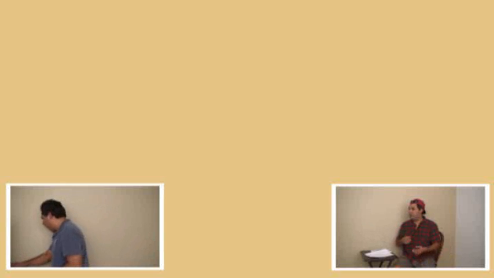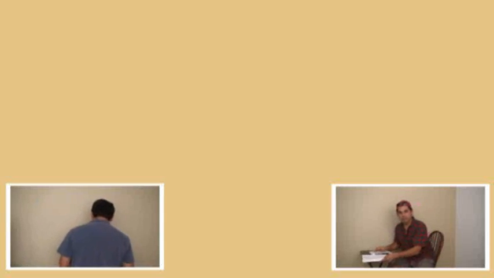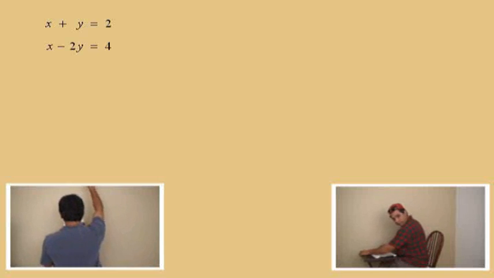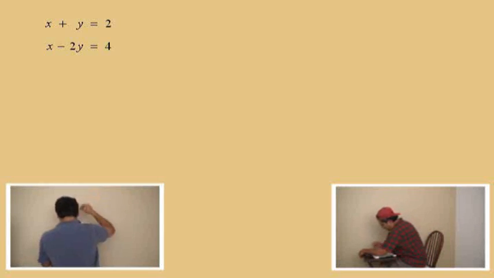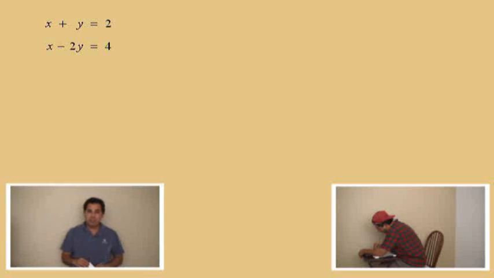We're going to be solving systems of linear equations here. So, here we go. Here's two lines: x plus y equals 2, and x minus 2y equals 4. Remember, our goal is to find the intersection of these two lines.